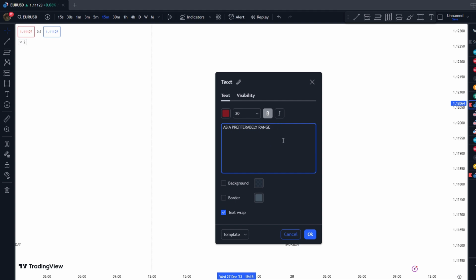Okay, so we trade London session, right? From 2 a.m. to 5 a.m. This is my time. This is the ICT kill zone, the London kill zone.